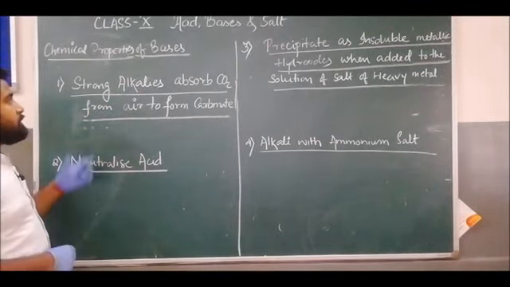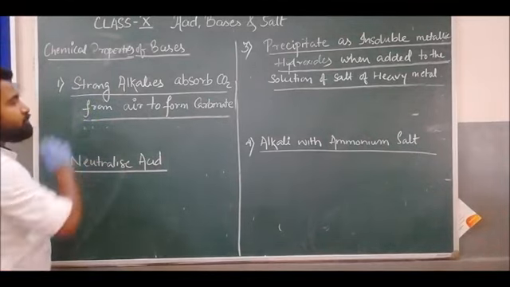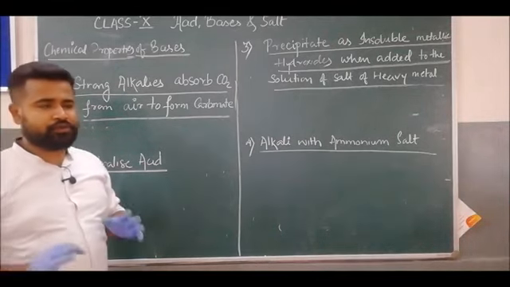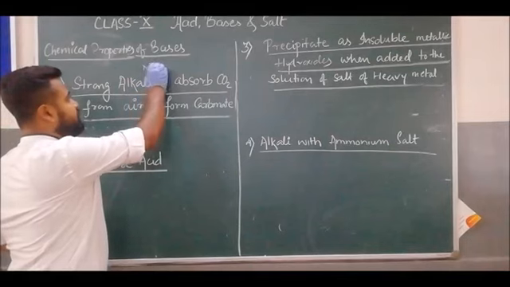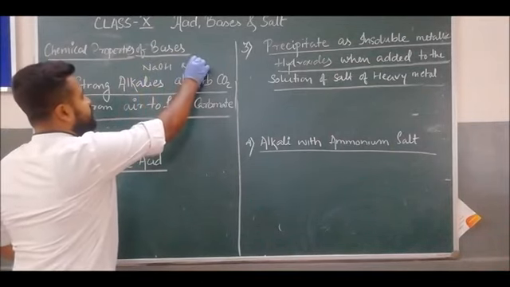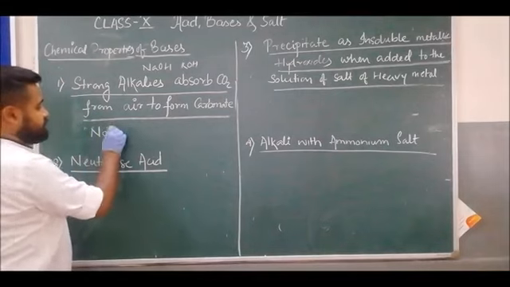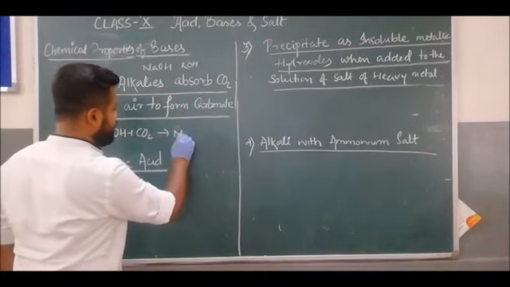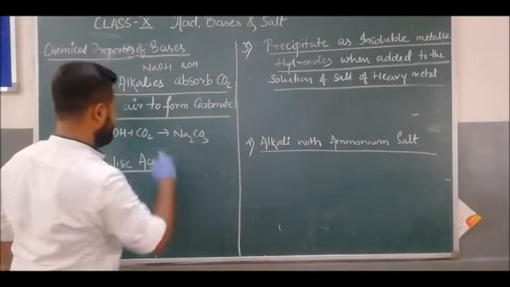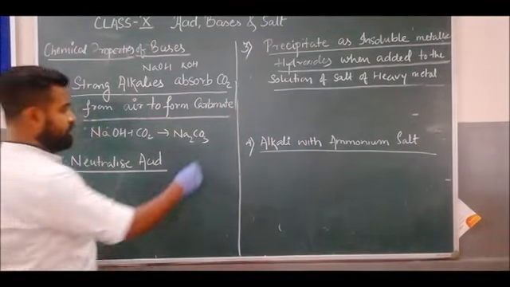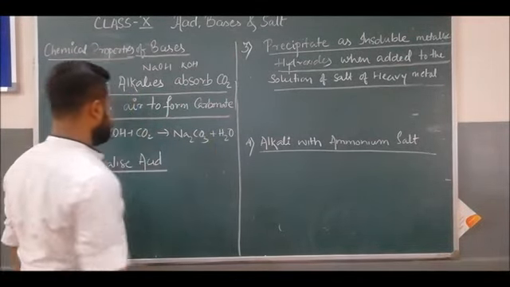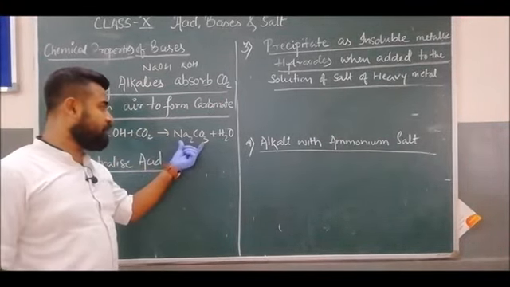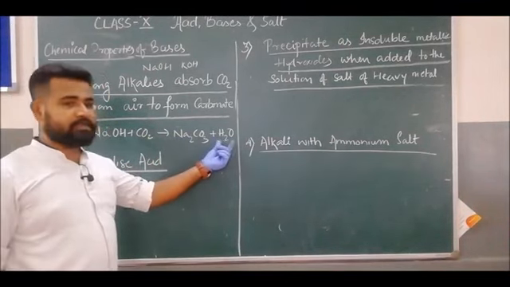Chemical properties of bases. So the first property is that of strong alkalis. What do you mean by strong alkali? Strong alkali means the soluble bases are called alkali. So strong alkalis are generally NaOH and KOH. So when NaOH is treated with carbon dioxide, what happens? It gives sodium carbonate, Na2CO3, plus water. So whenever sodium hydroxide reacts with carbon dioxide, it gives sodium carbonate Na2CO3 and water as a byproduct.